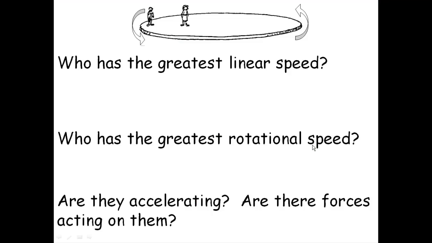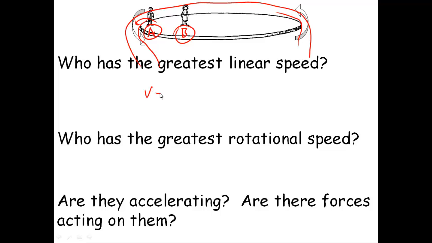So let's see. We have two kids on a turntable, kind of like at Great America. There's the one log ride, right? And it goes around the edge. And you are moving with it, so you can get in the car. So who's got the greatest linear speed? The boy on the outside, we'll call him A, or the girl inside, we'll call her B.